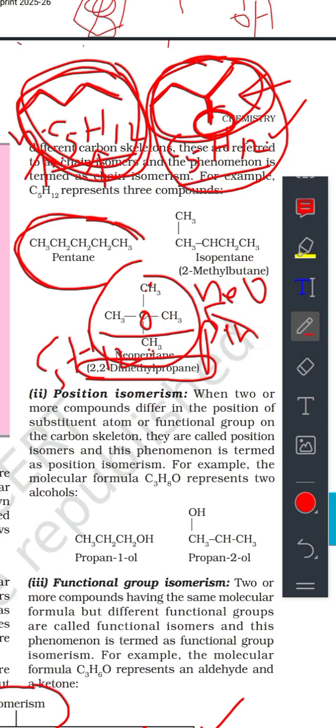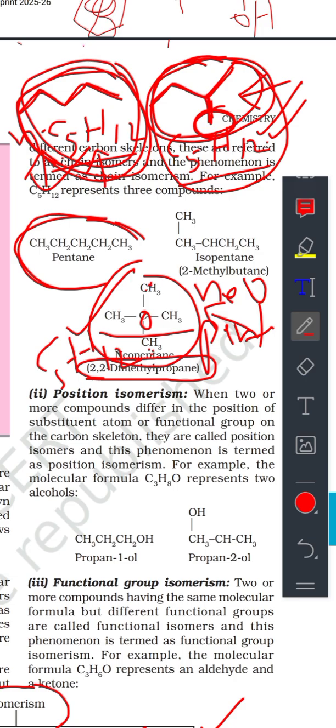Neopentane. So this is n-pentane, this is 2-methylbutane, this is neopentane. All three have the same molecular formula C5H12, but they differ in their carbon chain. So those are called chain isomers, and this phenomenon is called chain isomerism.